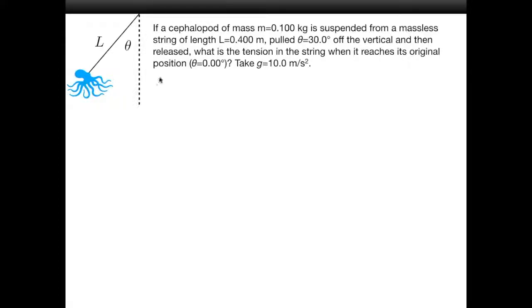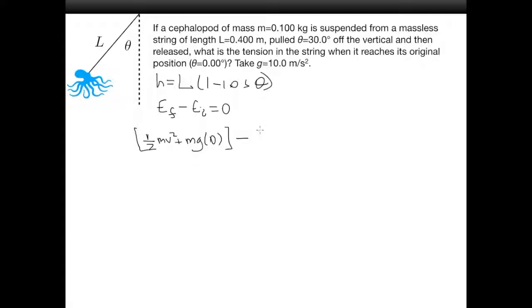Now we've got all the pieces we need to start stringing things together. We know the height drop h is equal to L times 1 minus cos theta. So we can use conservation of energy. The final energy minus the initial energy for this system is going to be zero because there's no external work being done on my swinging cephalopod. The final energy is 1 half mv squared plus mg times zero for the height. From that I subtract the initial energy, 1 half m times 0 squared for the initial speed, plus the initial potential energy mgh, and that equals 0. Pushing the mgh to the other side, I get something you probably could have written down at the outset: 1 half mv squared is equal to mgh.